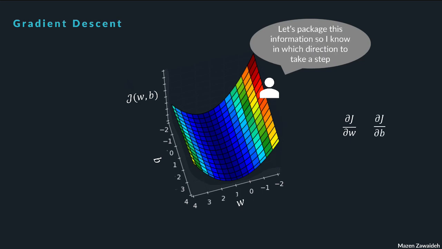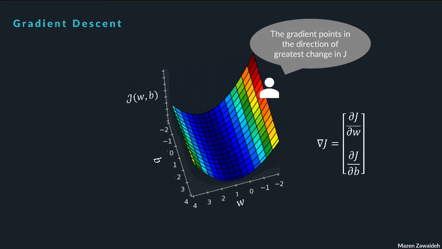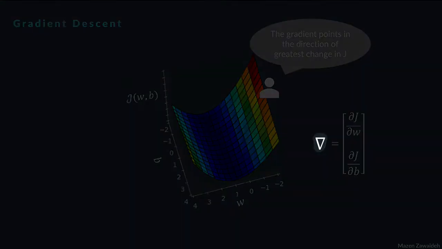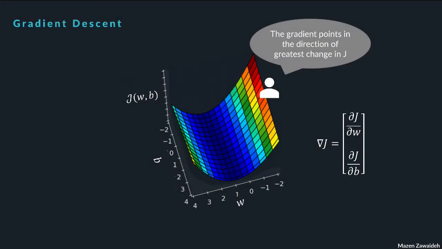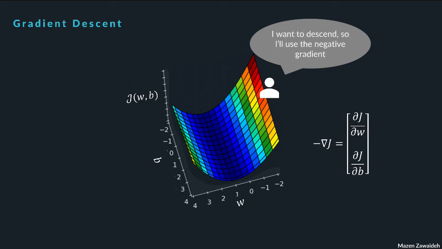Let's now package this information in a succinct fashion, specifically in a column vector form. This vector containing the partial derivatives of J with respect to each of the parameters is called the gradient, which is signified by this nabla symbol. The gradient points in the direction of the greatest change in output of a function, in this case the cost function. Because we wish to descend down the surface, we use the negative gradient.